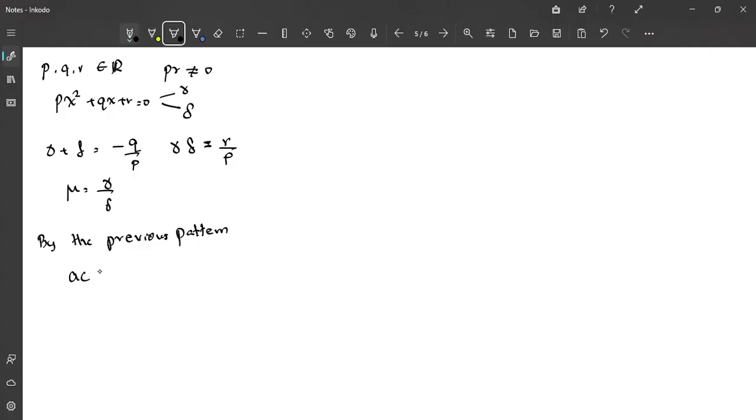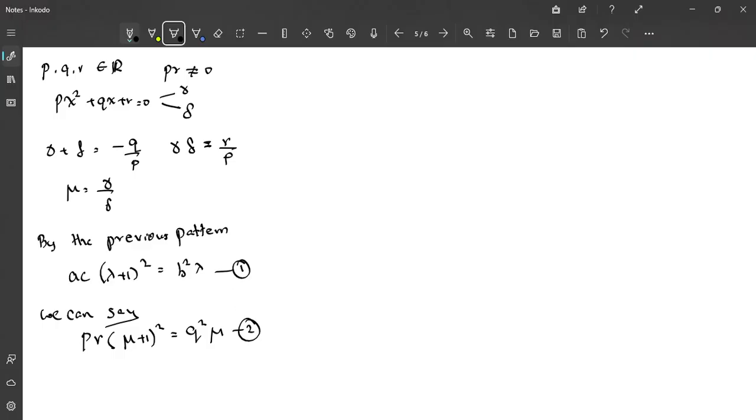I will write it here because it's easier to see. AC(λ+1)² = b²λ. By the previous pattern, instead of AC you put the first letters P and R, and instead of λ you have μ. So PR(μ+1)² = q²μ. We'll put this as equation 1 and this as equation 2.